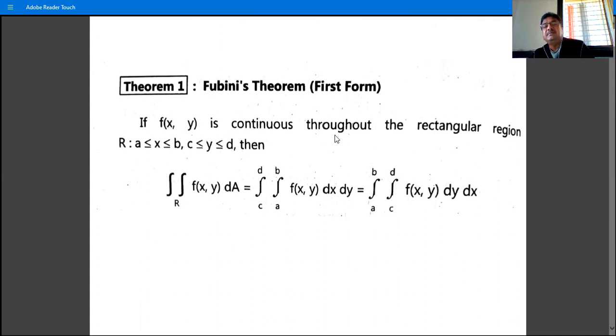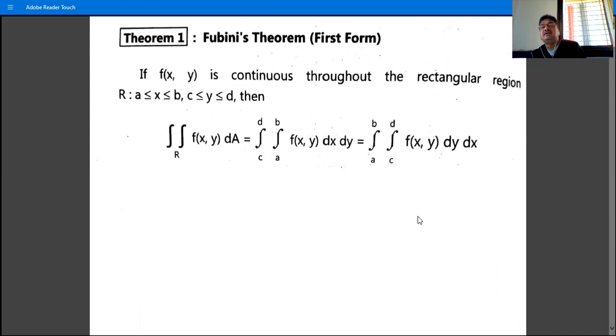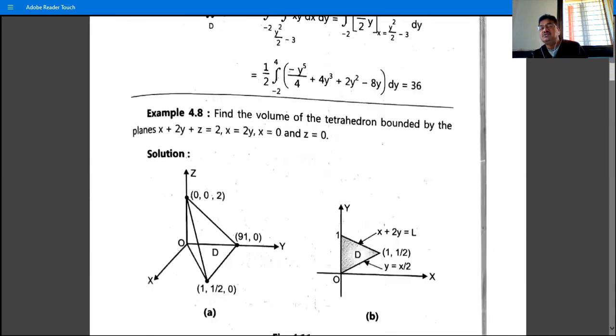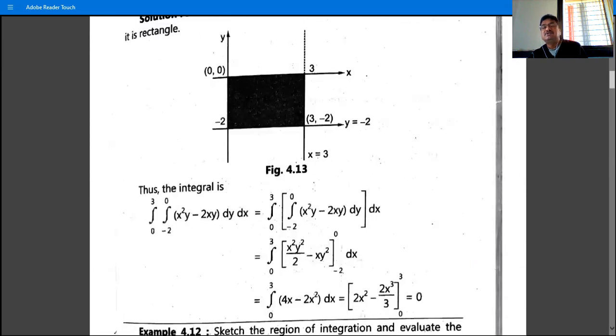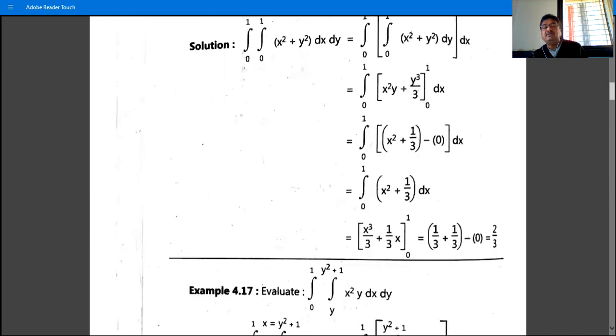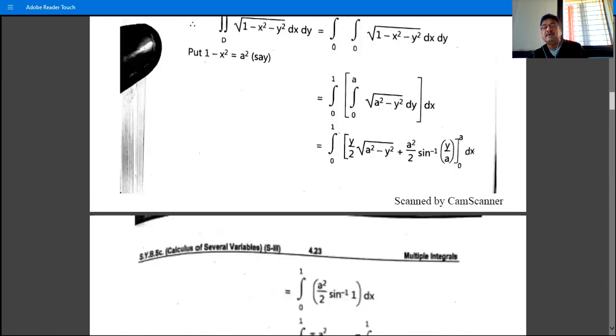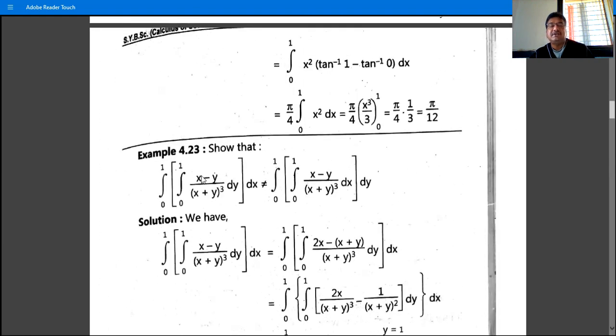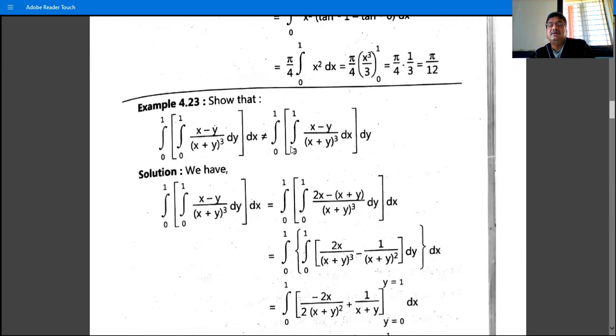But this is when the function is continuous throughout that rectangular region. Here the two values are not equal. We have to show these two values are not equal, which means this function is not continuous over that rectangle. That's why we have a different answer. Otherwise we have the same answer. This function, (x minus y) divided by (x plus y) cubed, is not continuous in this rectangular region, 0 to 1, 0 to 1. And that's why we have a different answer if we change the order.